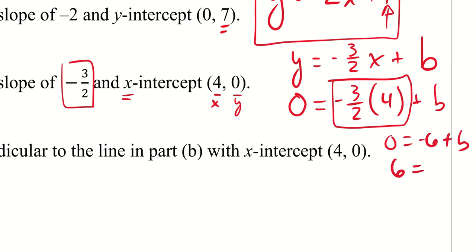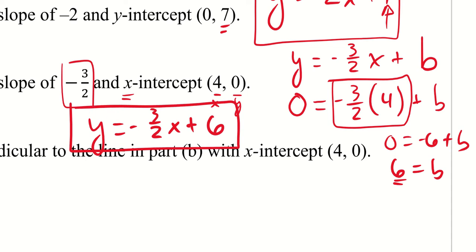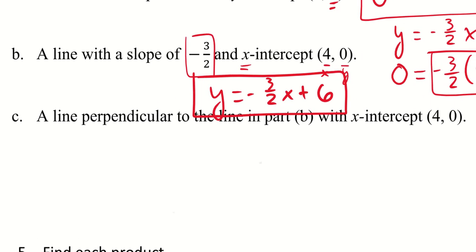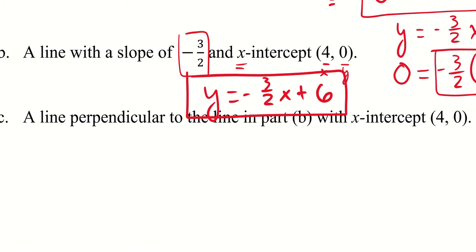So 6 is what b is. So now I know that my y-intercept occurred at 6. Now we can write the equation of that line. It's going to be y equals negative 3 halves x, and then plus the number 6. So that's our equation for part B. And then finally, part C says find the equation of a line perpendicular to the line in part B.